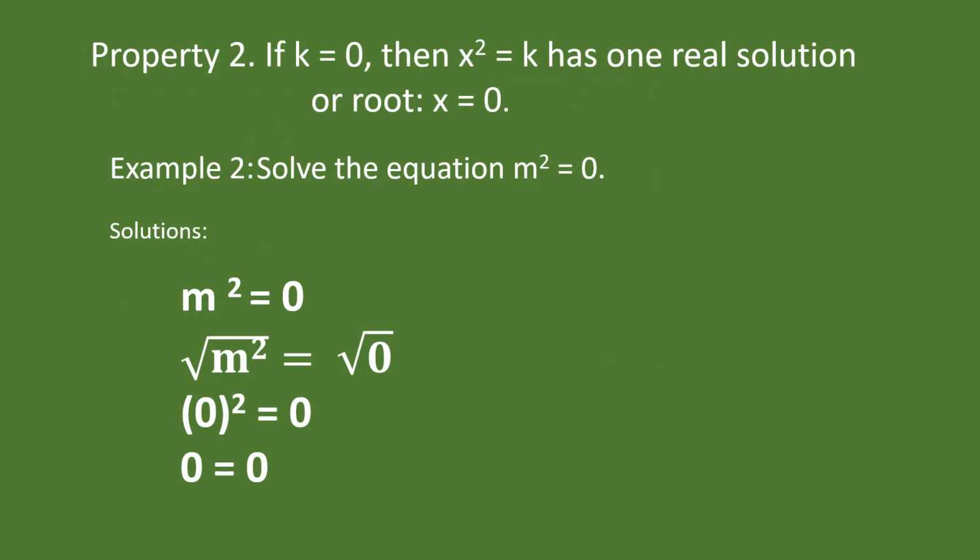Property 2. If k is equal to 0, then x squared is equal to k has one real solution or root, which is x equal to 0. So our example, solve the equation m squared equal to 0. So m squared equal to 0, we extract the square root of both sides. So the square root of m squared is equal to 0. So 0 squared is equal to 0. So 0 is equal to 0.